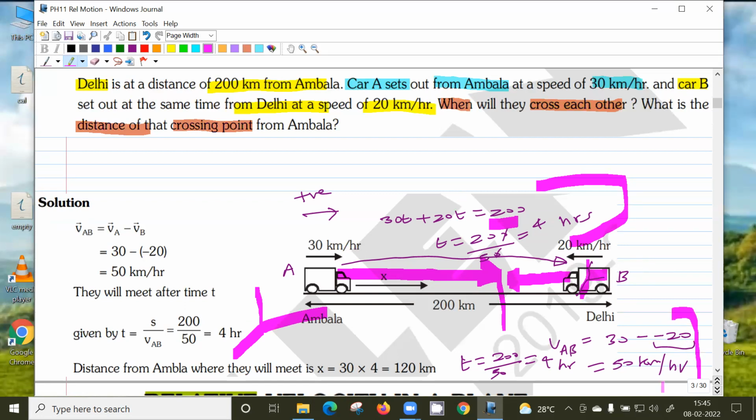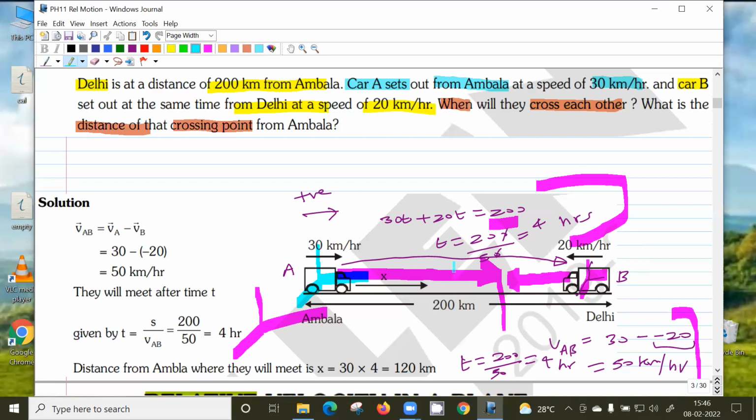Clear? Yes, sir. Okay, similarly, I can take a frame attached to A. In that case, the distance traveled by B will be 200, and the velocity of B with respect to A will be 20 minus 30. If I take the direction of A's motion as positive, the distance traveled by B will be minus 200, and the velocity of B with respect to A will be minus 20 minus 30, so minus 50. So minus 200 divided by minus 50 is again 4 hours. Is it clear?